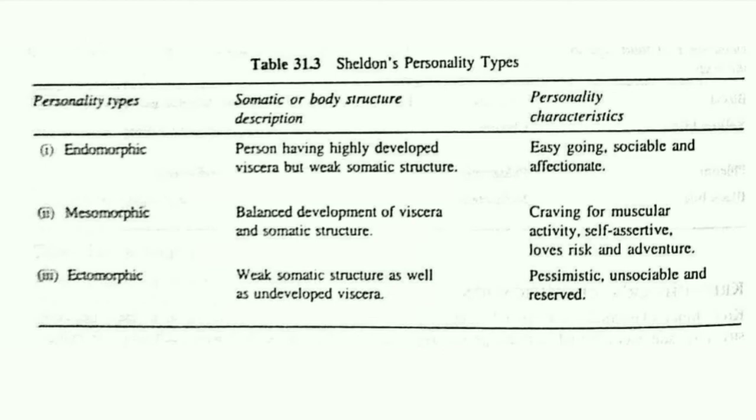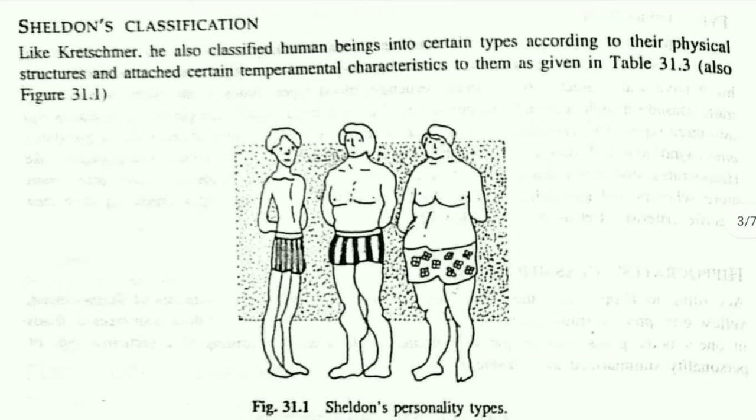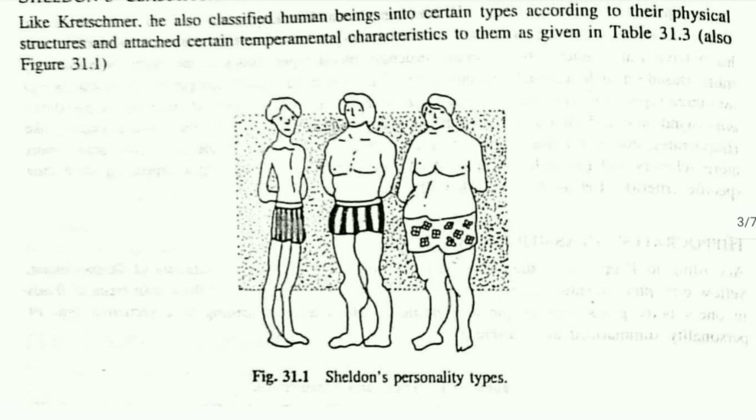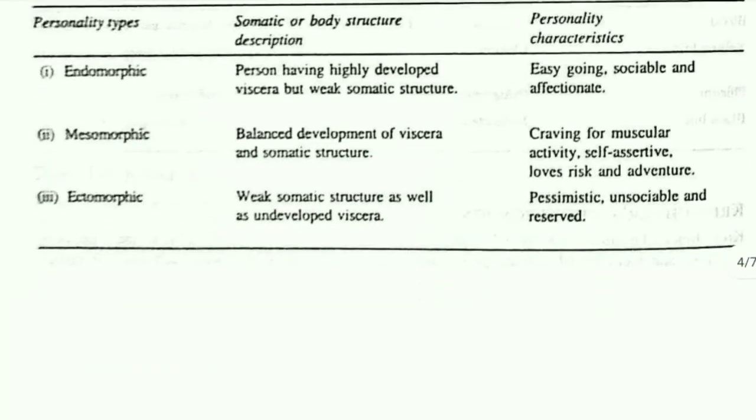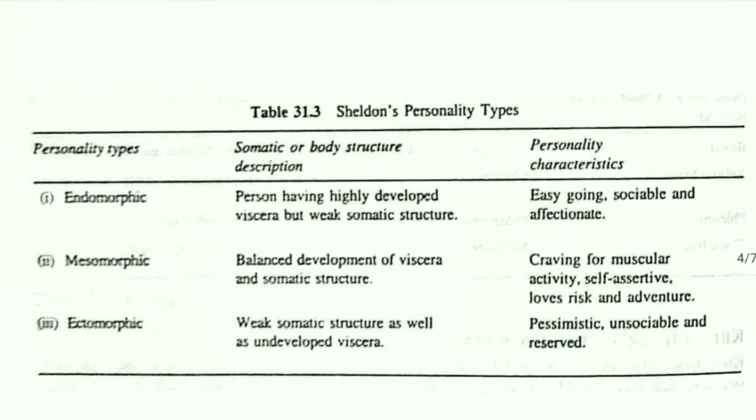Then ectomorphic: weak somatic structure as well as underdeveloped viscera. This person on the extreme right, this is ectomorphic. His body structure is very weak, and this person is very much pessimistic and unsociable and of reserved type. These three classifications are given by Sheldon.